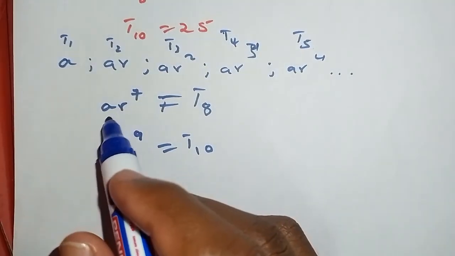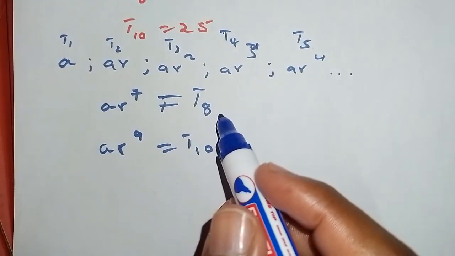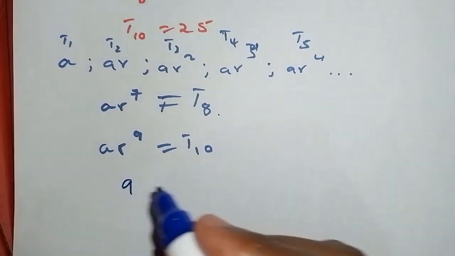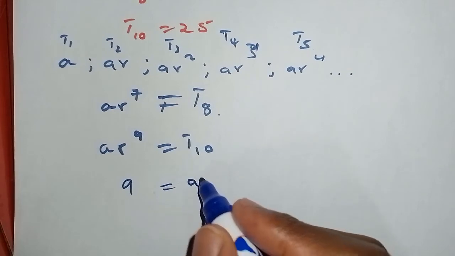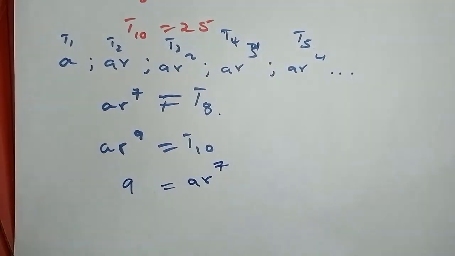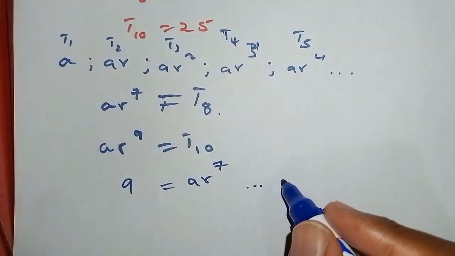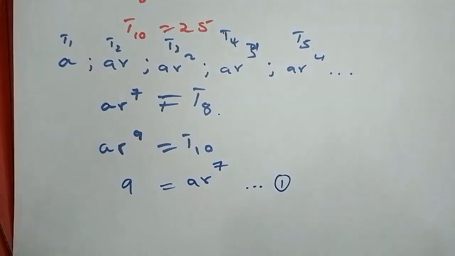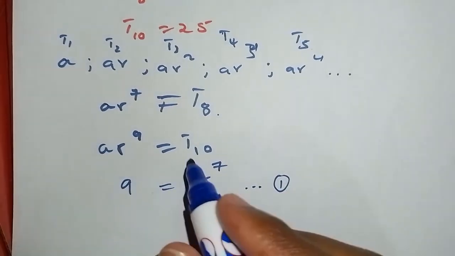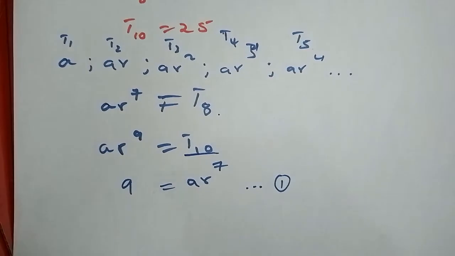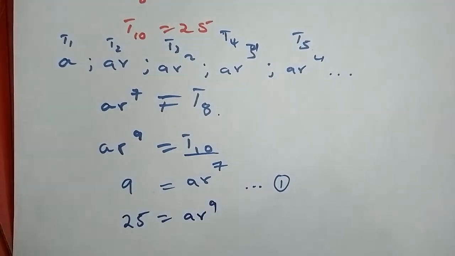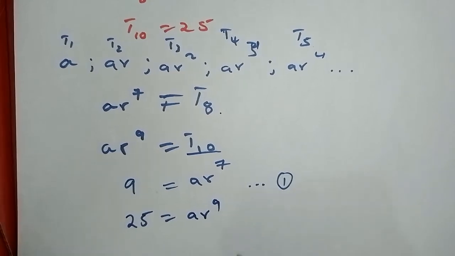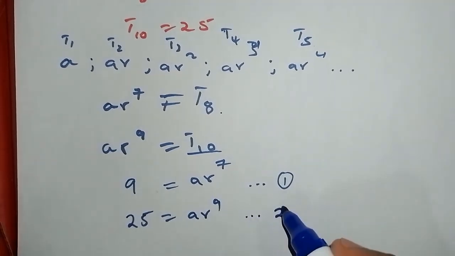Now remember this T8. I was told T8 is 9. It means I can just substitute 9 and say I have ar to the power 7, right? This can be my first equation. Remember I was told that T10 is equal to 25. I can just say 25 equals ar to the power 9. That is my second equation.